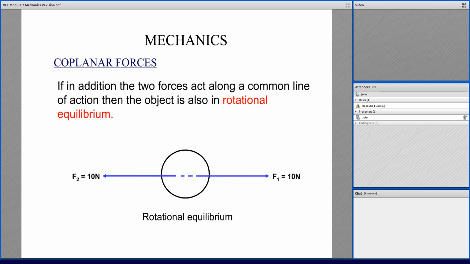If we take this a stage further then, if in addition the forces are acting along a common line of action, then the object is said to also be in rotational equilibrium. So there are two things that we need to consider when dealing with problems involving forces acting in two dimensions. Are the forces in translational equilibrium? Are they moving about the page, up or down, left to right? And is there a possibility that the body is rotating about this two-dimensional axis? If they're doing neither, they are said to be in equilibrium, both rotational and translational.